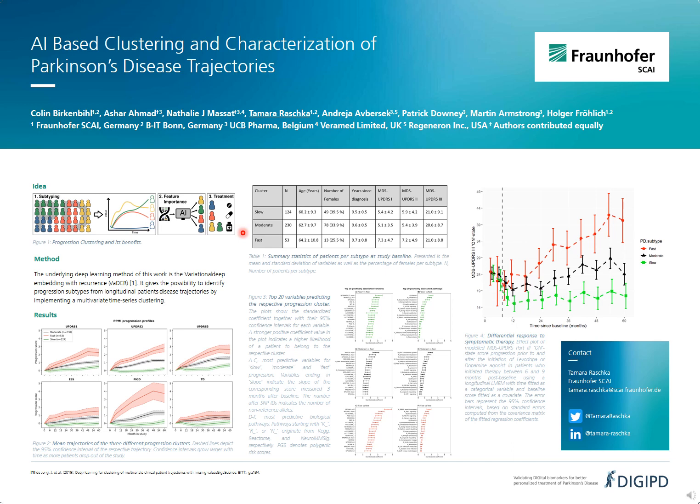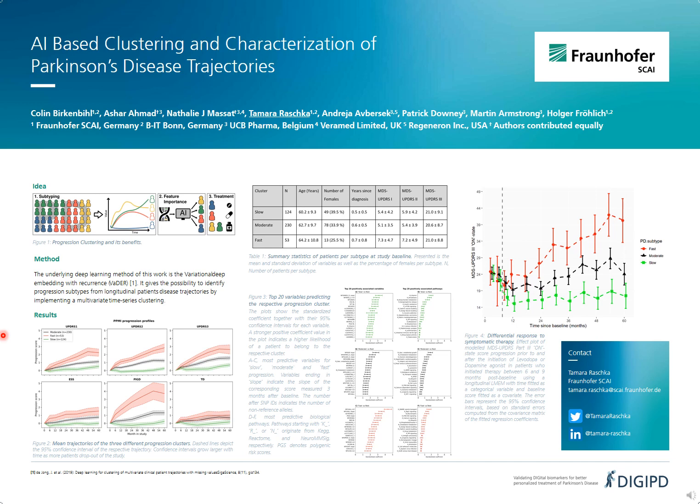The underlying method is the deep learning method, a variational deep embedding with recurrence, or shortly VaDER. It gives the possibility to identify progression subtypes from longitudinal patients' disease trajectories by implementing a multivariate time series clustering. We used the VaDER algorithm to cluster multivariate longitudinal progression data of Parkinson's disease patients from the PPMI study.